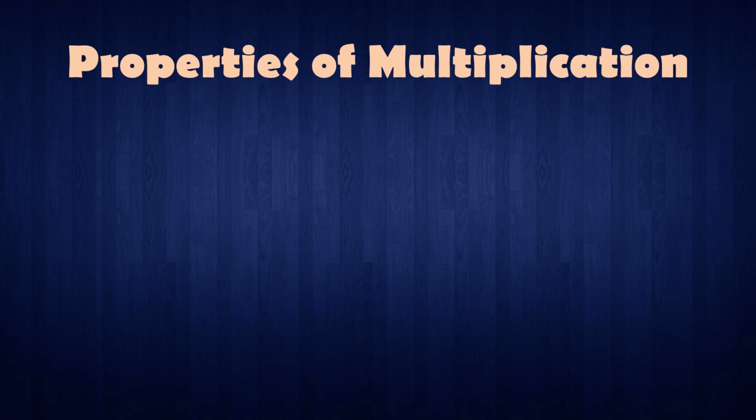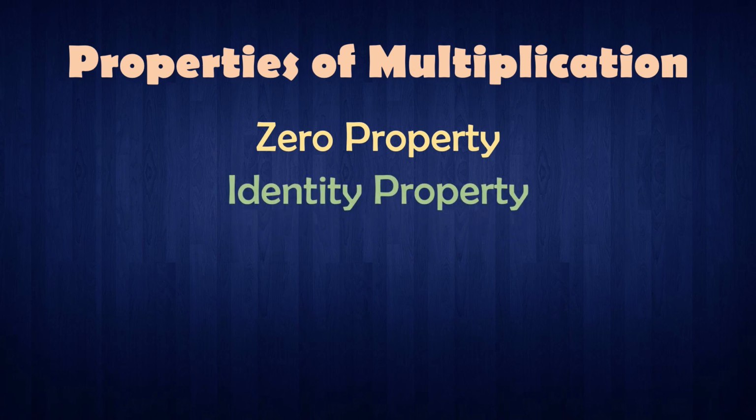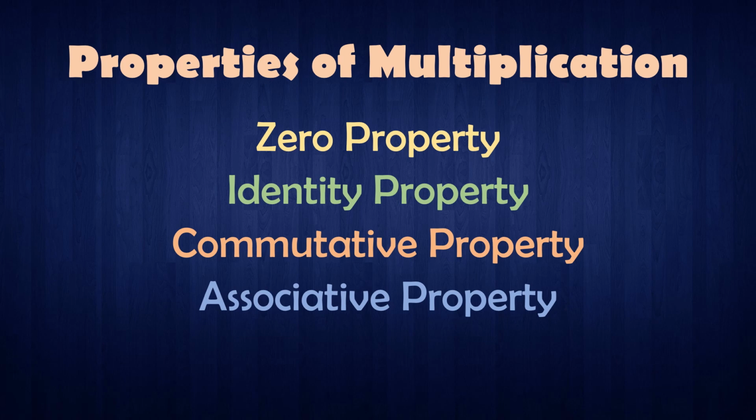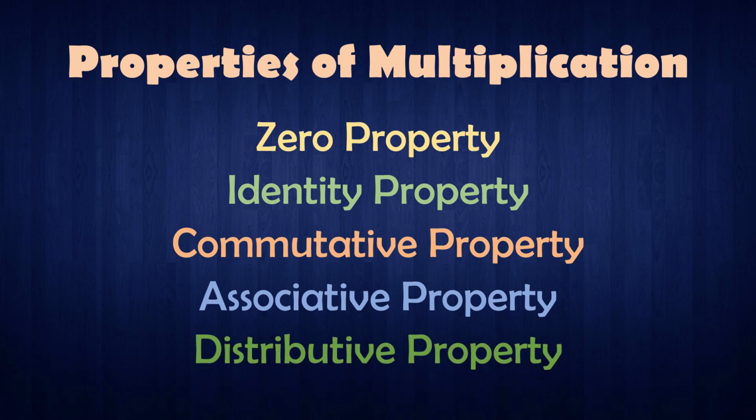Multiplication has properties that can make the computation easier and faster. These are the zero property, identity property, commutative property, associative property, and distributive property.